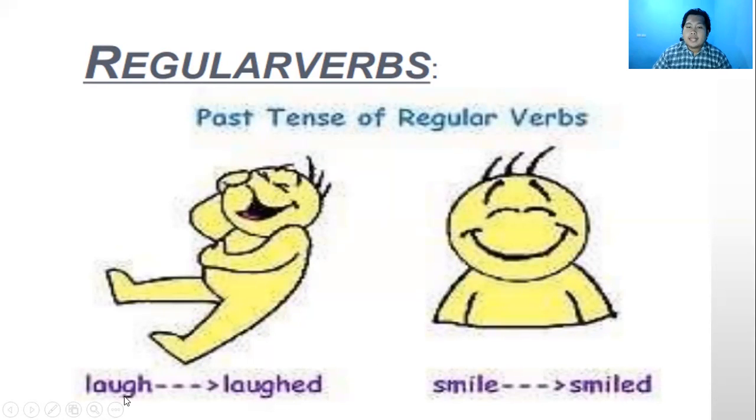We have here laugh. The past tense of laugh is laughed, with ed at the end. So we added ed at the end of the word to make it a regular verb in the past tense. Here we have the word smile, and the past tense of smile is smiled. So we added d to the word smile to make it a regular verb in the past tense. So what can you say about regular verbs?